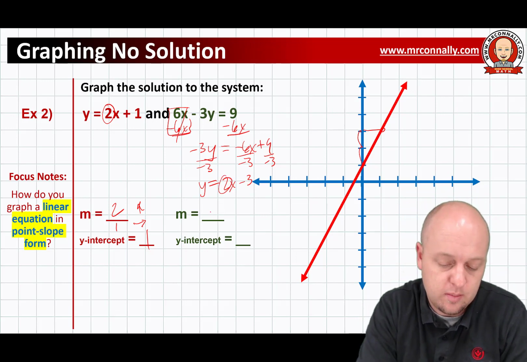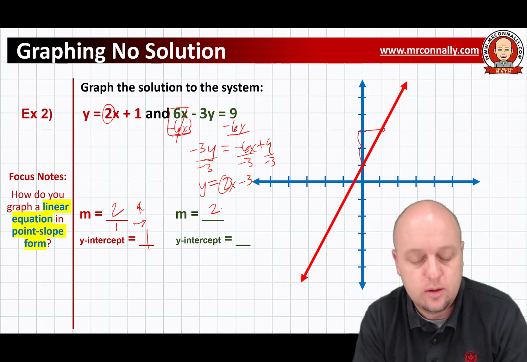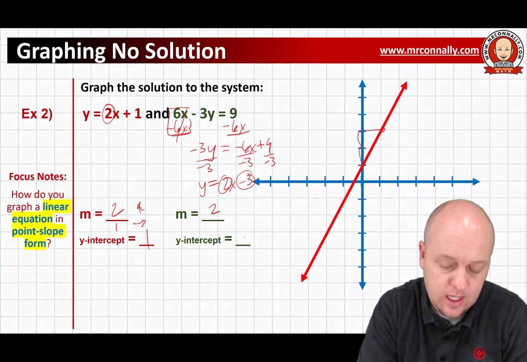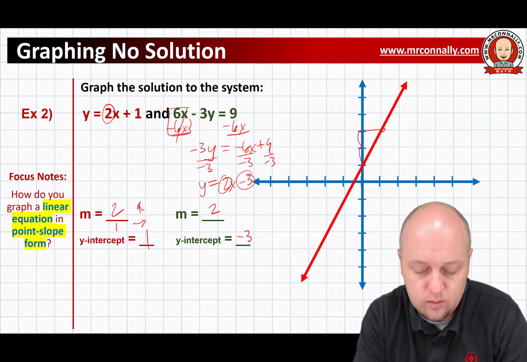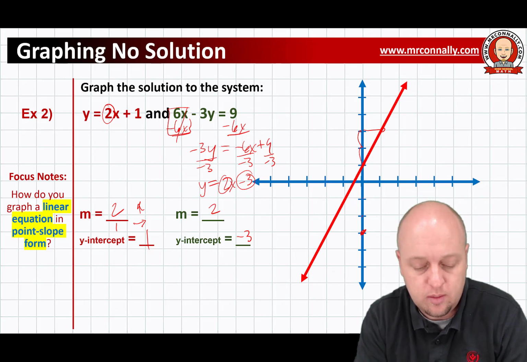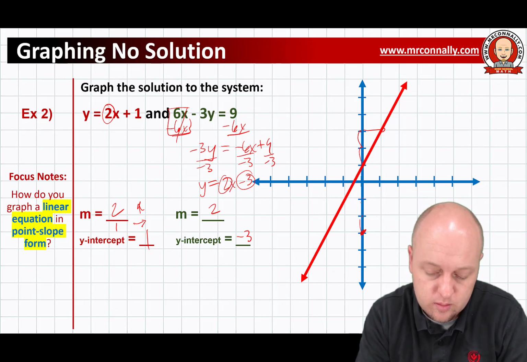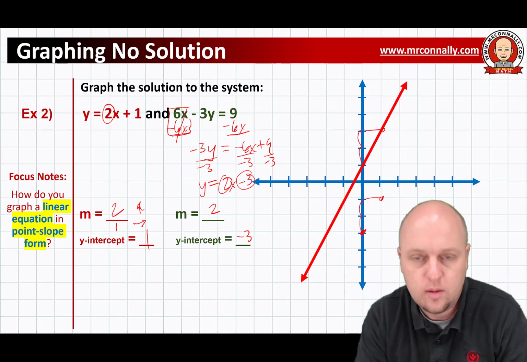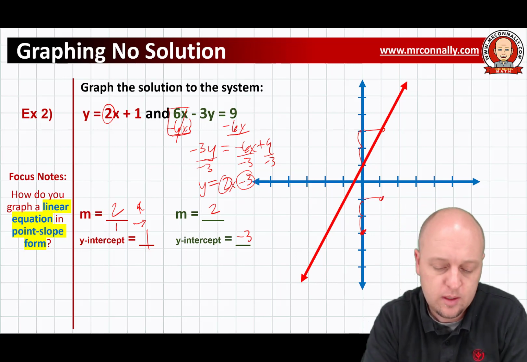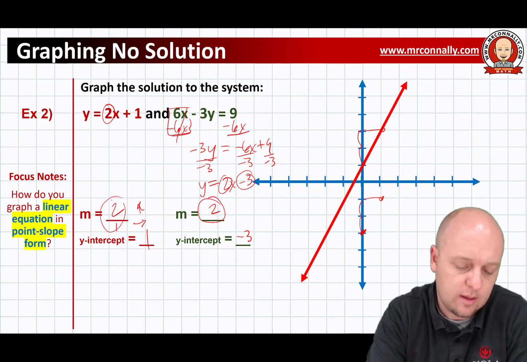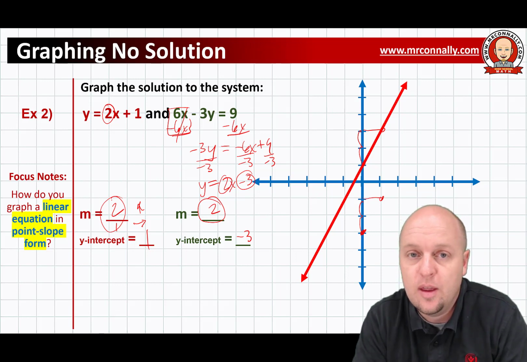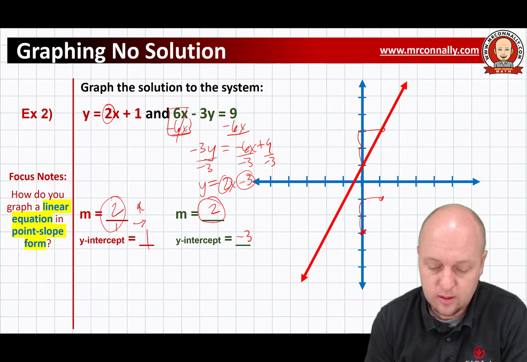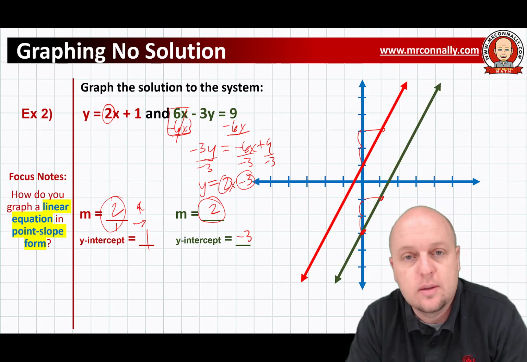So the slope is going to be 2. The y-intercept is going to be negative 3. And now we go down 1, 2, 3. And now the same thing. We're going to go up 2 and over 1. Wait a minute. We've already done this, haven't we? We did. They have the same slope. What happens when two lines have the same slope? Yeah, they're parallel. So these are going to be parallel lines.